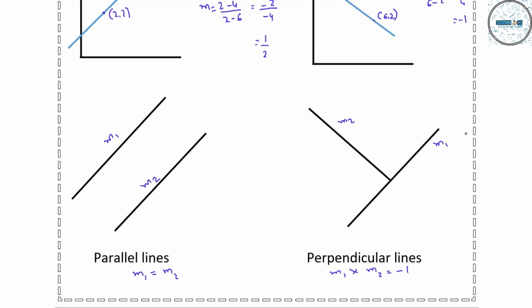If the gradient of this line m1 is 1, then the gradient of the second line m2 is minus 1, because the gradient of this line is positive, so the gradient of the other line is to be negative. It has gradient 1. A reciprocal of 1 is 1. If m1 is 1, then m2 is minus 1. If m1 is equal to 3 upon 4, then the gradient of this line is to be minus 4 upon 3, negative reciprocal.